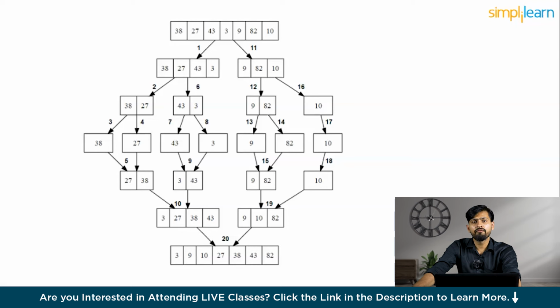And finally, we are proceeding to the final merge. So we are merging 27, 38, 43 and 3, 9, 10 and 82. So finally, we are getting 3, 9, 10, 27, 38 and 43 and finally 82 in our final step. So this is how this diagram is depicted, and I hope you have got a brief idea regarding this. Now let us try to implement this in Python.